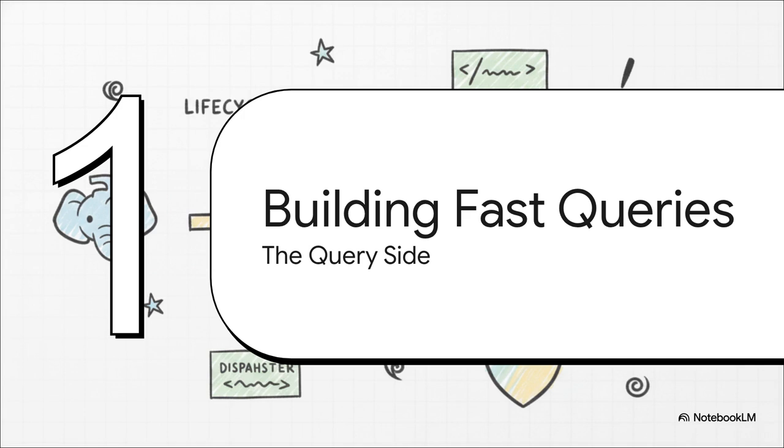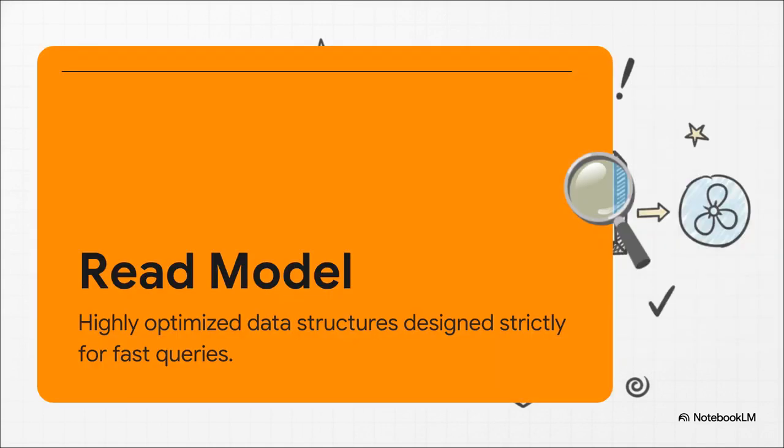Doing that leads us to CQRS, Command Query Responsibility Segregation, which is a fancy way of saying we need to split our write logic from our read logic. On the query side of things, we use projectors and read models. A projector basically just sits around listening for new events that have just been saved. When it hears one, it translates that historical fact into a flat, highly optimized data structure. And that's the read model.